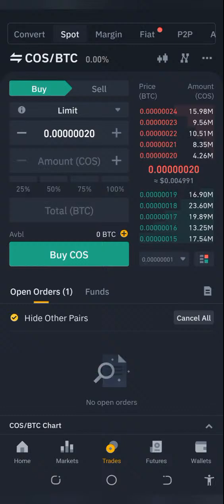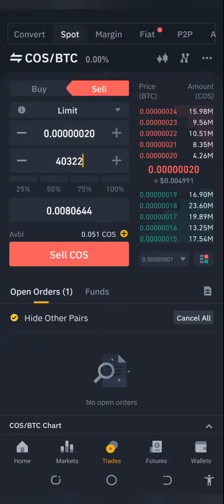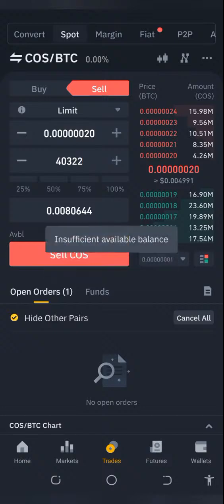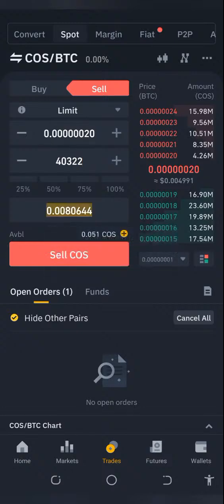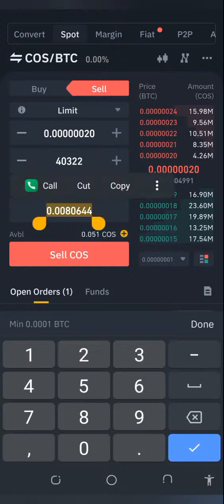So you sell it to BTC. Once you sell it to BTC, now, of course, this is not a signal I got. Once you sell it to BTC, then you copy it and go and sell it back from BTC to USDT. That is how you make money with triangular arbitrage. And this is just a brief explanation of how you make money with triangular arbitrage.